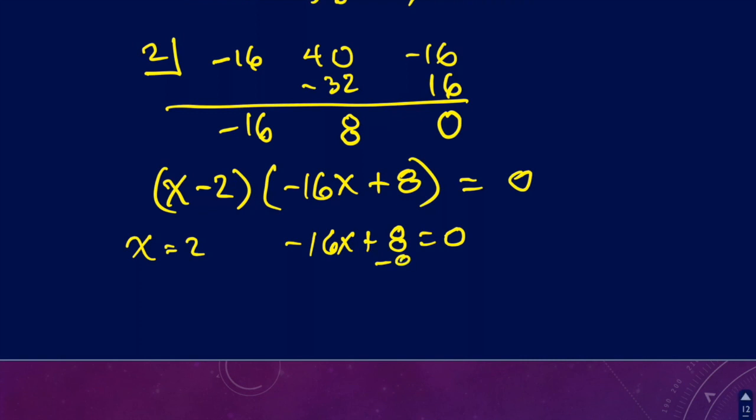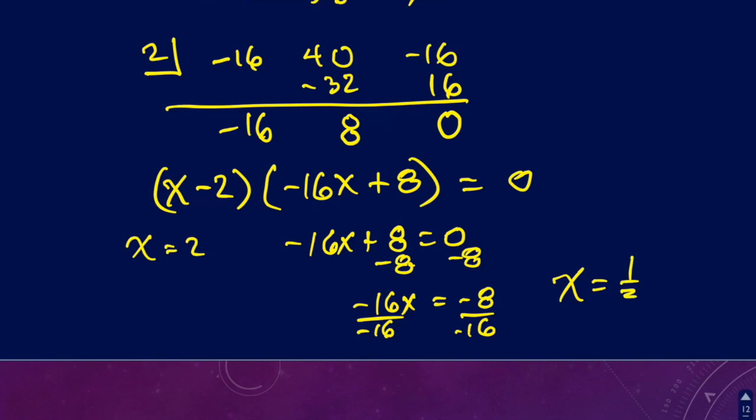So subtract 8. Negative 16x equals negative 8. Divide by negative 16. And look where our answers are now. X is equal to 1/2.